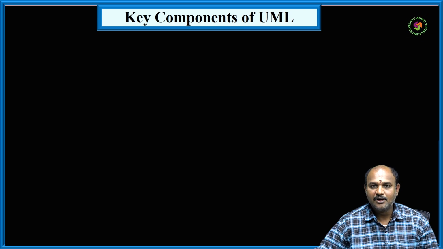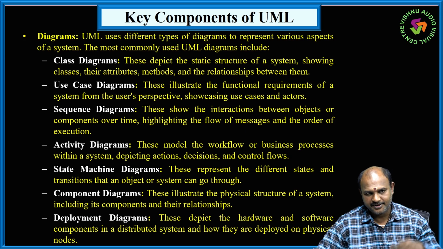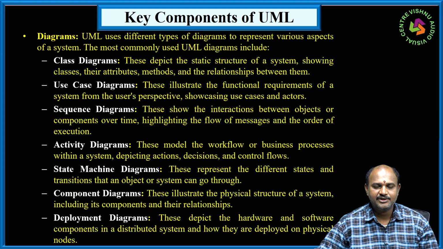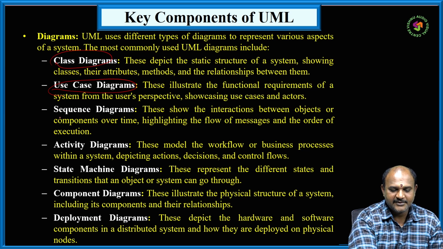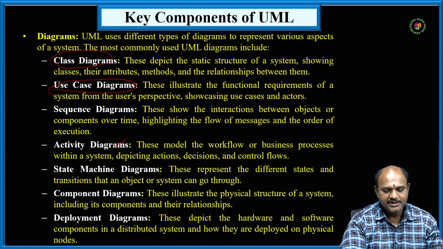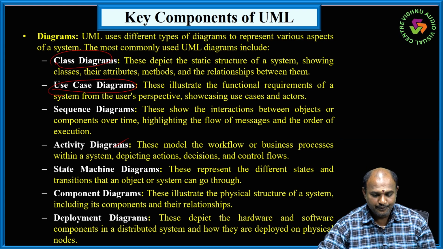Now, what are the key components of UML? These are the key components you are expected to know in a UML diagram. We actually have nine diagrams, which I already discussed in the previous classes. Here we are just introducing the UML diagrams. What are the various diagrams used in UML? The commonly used ones are: first the class diagram, second the use case diagram, next the sequence diagram, then the activity diagram, state machine diagram, component diagram and deployment diagram. So these are the various diagrams we have in UML.